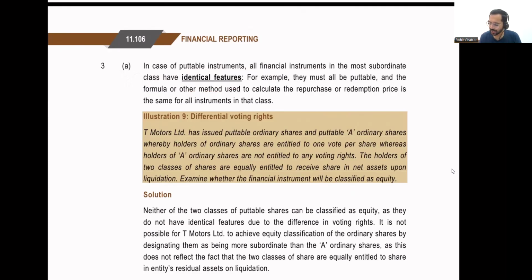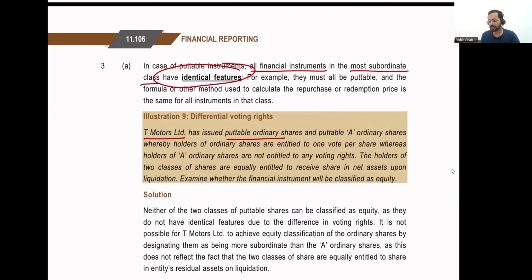The third condition is stating that all the financial instruments in the most subordinated class should have identical features. To understand what this is saying, let us look at illustration number 9. T Motors Limited has issued puttable ordinary shares. Although I was talking about a mutual fund, this is equally applicable for puttable instruments outside a mutual fund scenario also. I took the example of a mutual fund for you to understand, but it is not necessary that the exceptions I was discussing apply only in the context of a mutual fund. It can also apply for any other company which has puttable instruments.